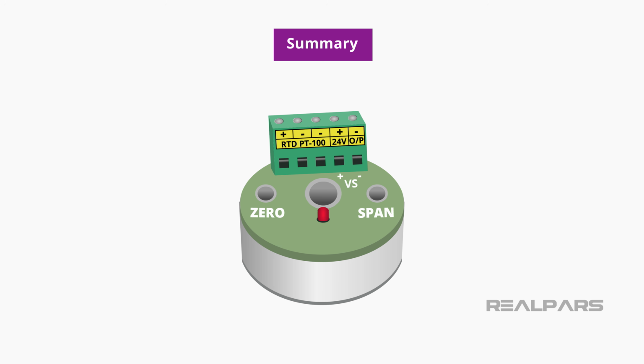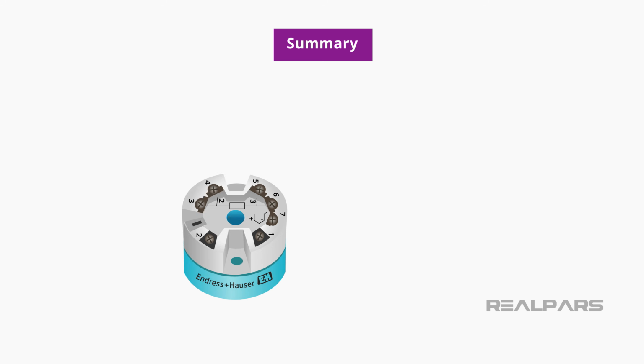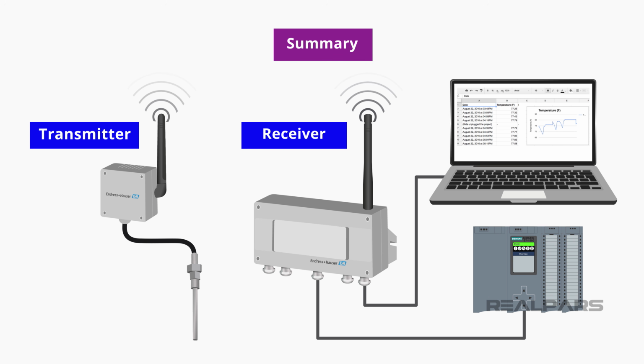Older-style temperature transmitters have multi-turn potentiometer adjustments, called zero and span, used for calibration. Newer-style temperature transmitters are programmed or calibrated using the software. A wireless temperature transmitter sends signals to a receiver via a Wi-Fi signal.